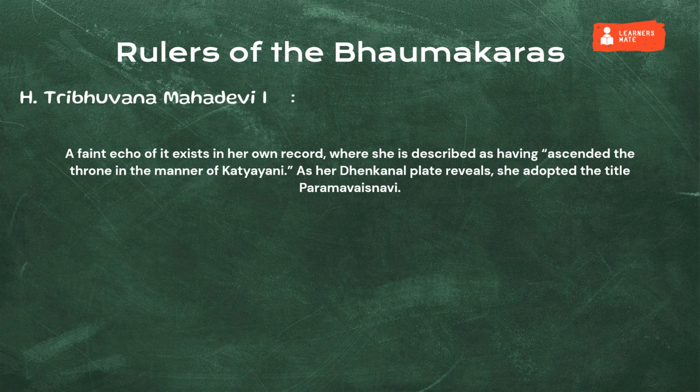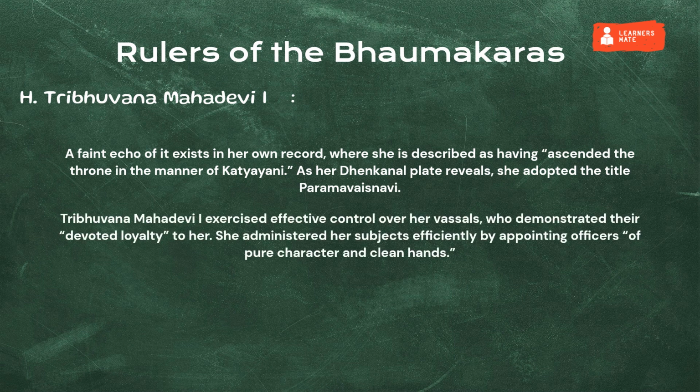As her Dhenkanal plate reveals, she adopted the title Paramavaishnavi. Tribhuvana Mahadevi I exercised effective control over her vassals, who demonstrated their devoted loyalty to her. She administered her subjects efficiently by appointing officers of pure character and clean hands.